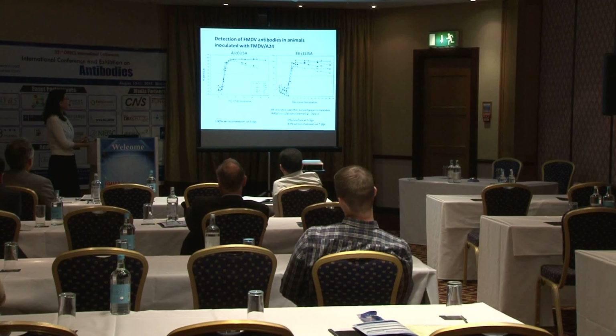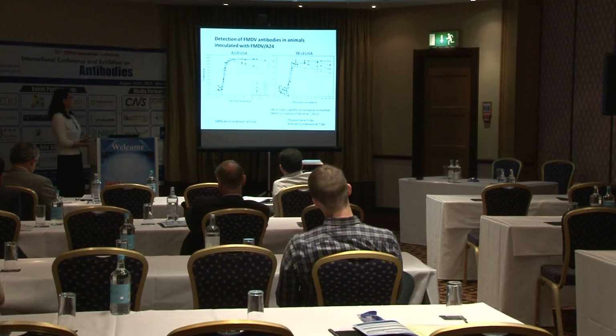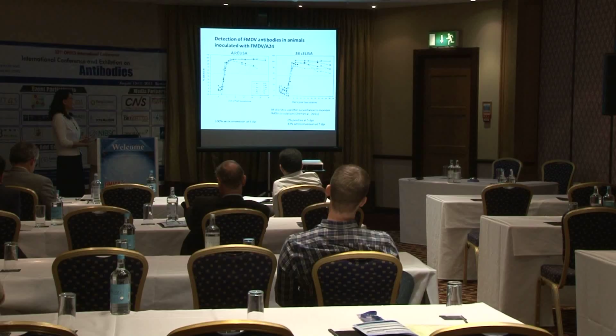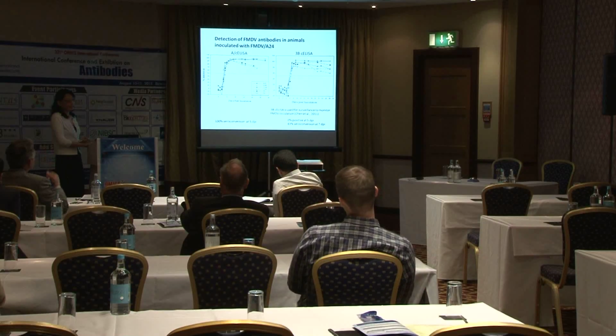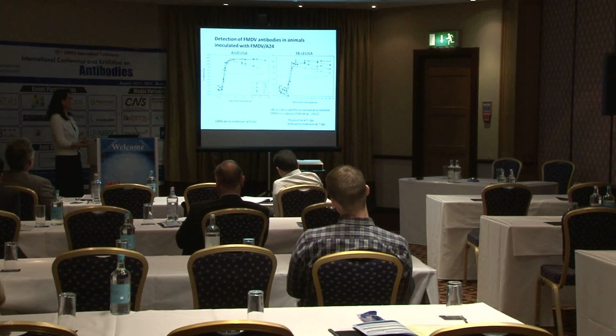Also, we compared our results for this newly developed C-ELISA with another competitive ELISA. This ELISA was also developed in our lab, but the difference is that it detects antibody against non-structural proteins. The disadvantage of this one is that it cannot tell the serotypes, because non-structural proteins are not serotype specific. So even if we know the antibody is positive, we don't know which serotype. Also, this one cannot be used to monitor vaccination potency. But this test is well validated, so we need to compare with this 3ABC ELISA.